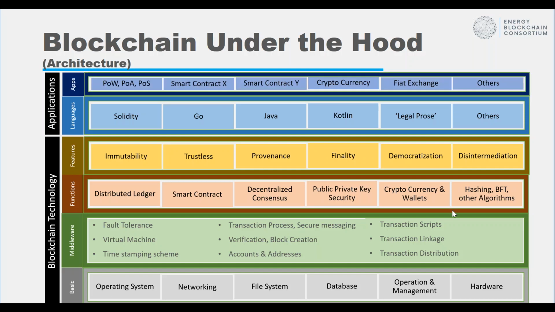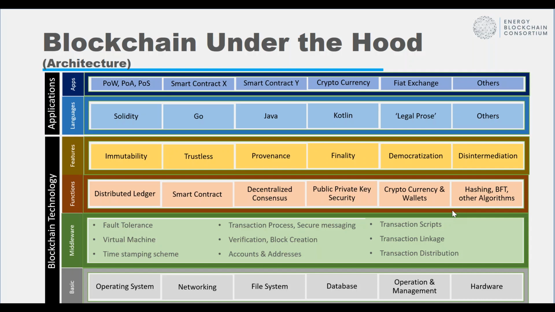And then on top of that are the applications that developers use. So a developer doesn't create the middleware or a function or a feature or a language. He or she gets it out of the box. So what they do is they actually create a smart contract. They actually create some type of a cryptocurrency. They create some type of a way to exchange with a fiat currency. Fiat currency is dollars and pounds and euros, etc.